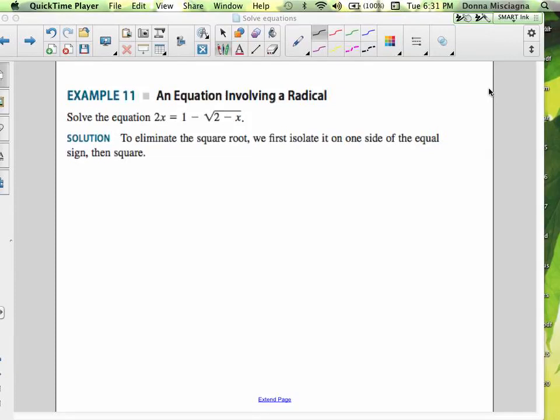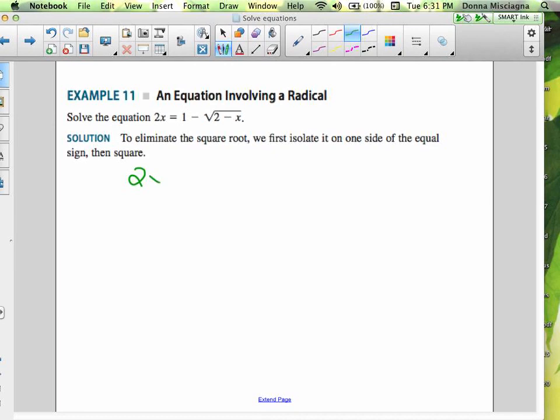Now let's look at solving an equation involving a radical. All right, so we have the equation 2x equals 1 minus the square root of 2 minus x. So we want to get rid of the square root. What you don't want to do is just square at this point.